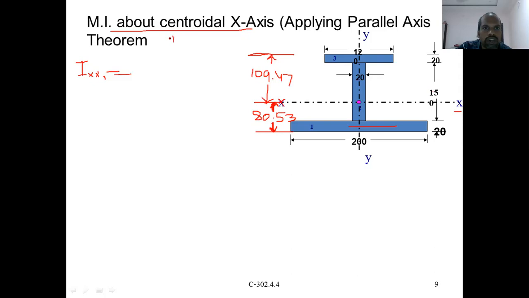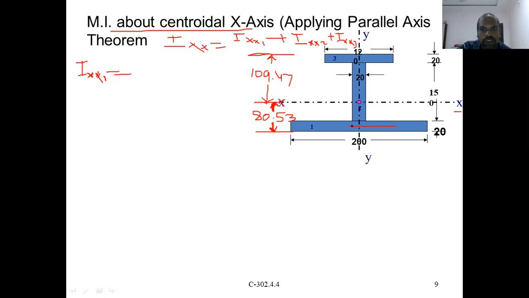Total Ixx, let us write here. Ixx of the total figure is equal to Ixx1 plus Ixx2 plus Ixx3, all three. So first of all, what is Ixx1? This is Ixx1 of figure 1. So the moment of inertia of figure 1 is equal to how much?